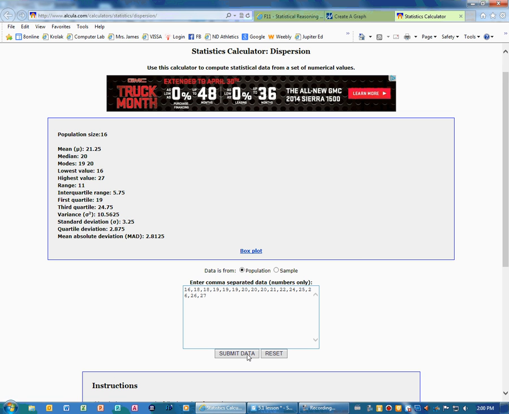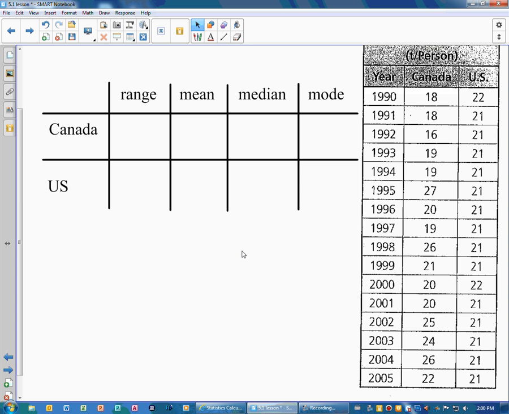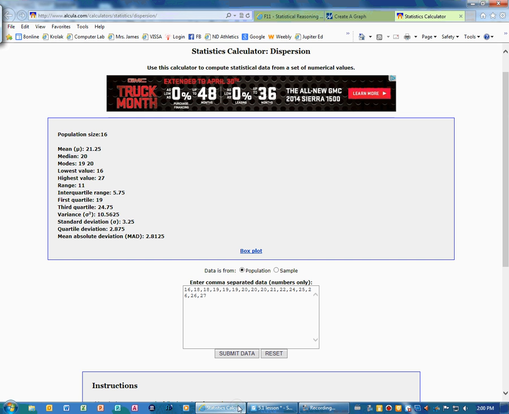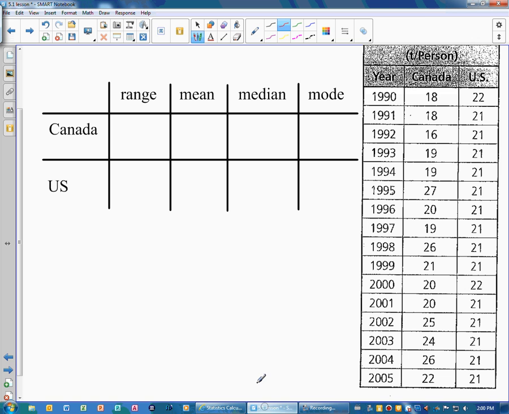easily click on Submit Data, and it tells you the mean, the median. Ooh, there's two modes, exciting, and the range is 11. Okay, so we can go back. Mean was 21.25.